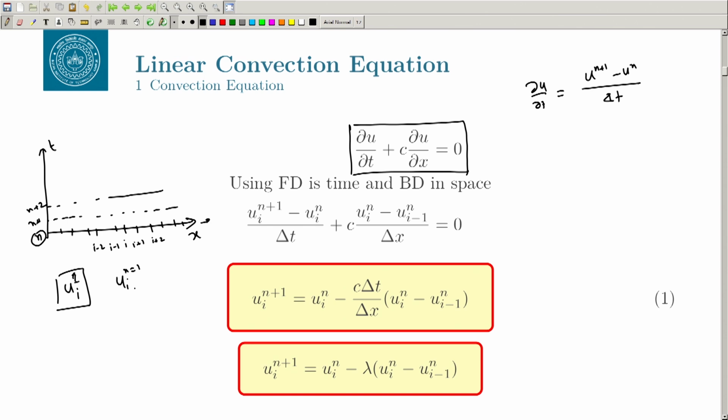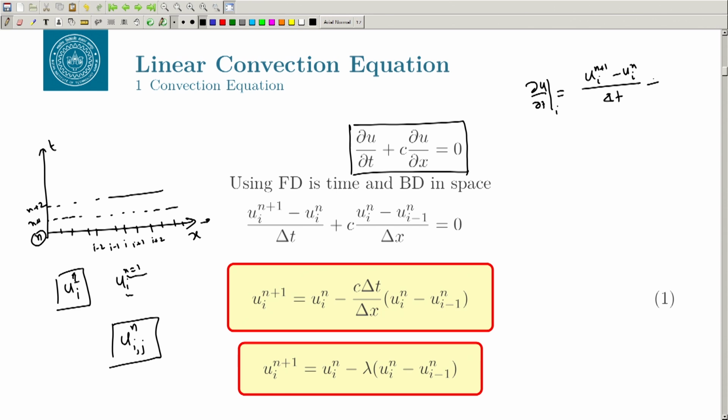I will use consistently the subscript to denote the spatial discretization and the superscript to denote the temporal discretization. If it is 2D, it will become, let us say, u_{i,j}^n. So, here, if you write it at i, this will become (u_i^{n+1} minus u_i^n) by delta t, right.